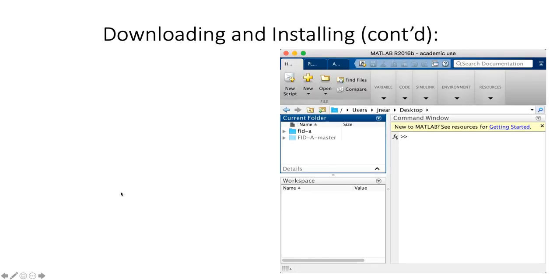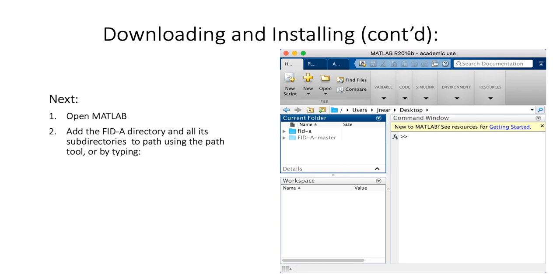So now that you've downloaded the software, you just have to open Matlab and add the FID-A directory and all of its subdirectories to your path using the following call. You type addpath, genpath, and then the directory where you put the FID-A folder. In my case, it was on my desktop. So you've done that, and now you're done. You're ready to use FID-A and all of the functions inside.